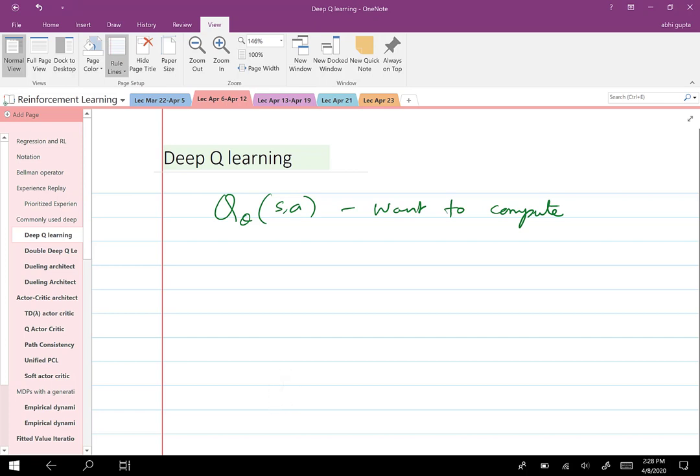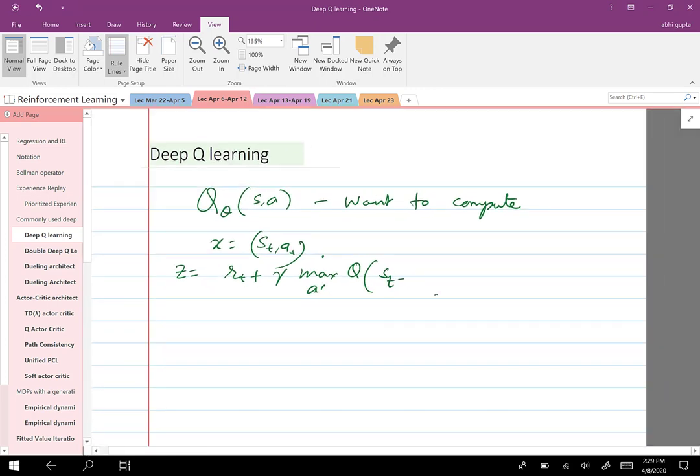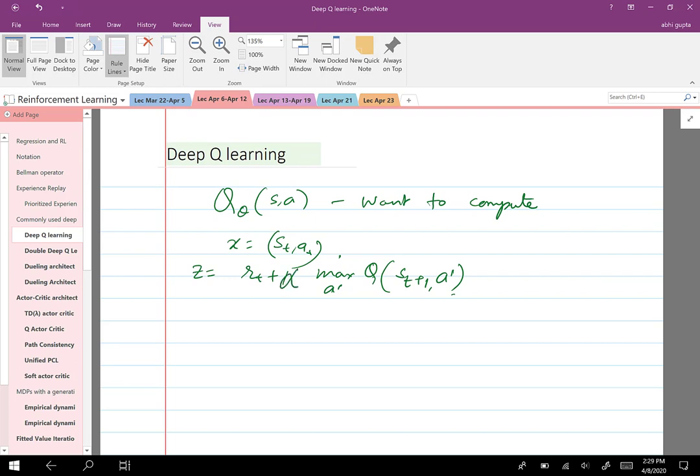Let me write it in terms of z and x. Your x is (s_t, a_t), and your z is r_t plus gamma max over a prime of Q of (s_{t+1}, a prime). Sorry, I should use alpha because we have been using alpha for the discount factor. Minus Q theta of (s_t, a_t). Okay, so this is the target value.